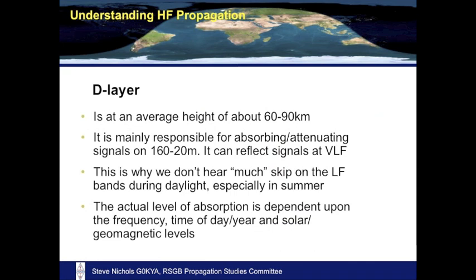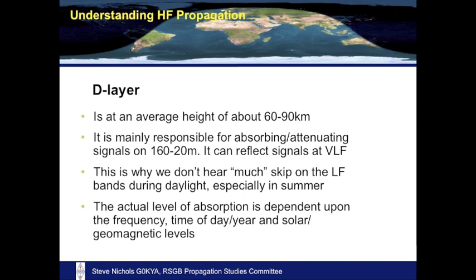Now earlier we spoke briefly about the D layer, and that's this region at about 60 to 90 kilometers that's mainly responsible for absorbing and attenuating signals on the lower bands, although it can be used to reflect signals at VLF. So if we're looking at 160 meters, 80 meters, 40 meters, it's this D layer that's actually absorbing the signals as they go up. So on 80 meters you may find a condition where you can talk to somebody in the UK in the morning, but around about lunchtime you find they're not as strong as they were, and that's probably due to this D layer absorption, which is obviously affected by the sun.